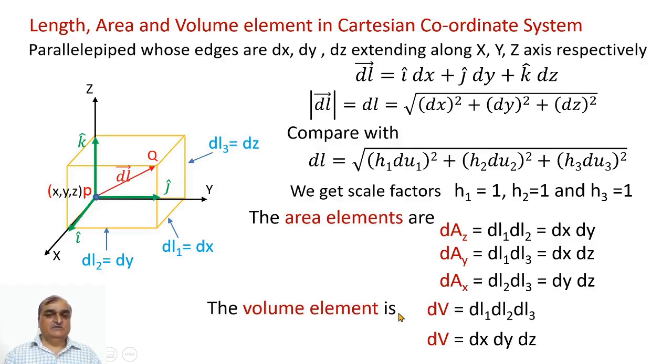Then the volume element. Volume element dV is equal to dl1 dl2 dl3. dl1 is equal to dx, dl2 is equal to dy, and dl3 is equal to dz. Therefore, the volume element in Cartesian coordinate system dV is equal to dx dy dz. This way, this is the length element, these are the area elements, and this is the volume element in Cartesian coordinate system.